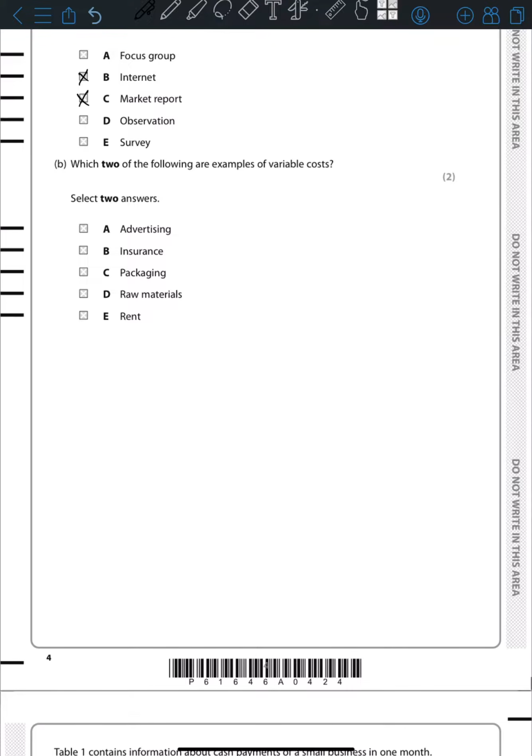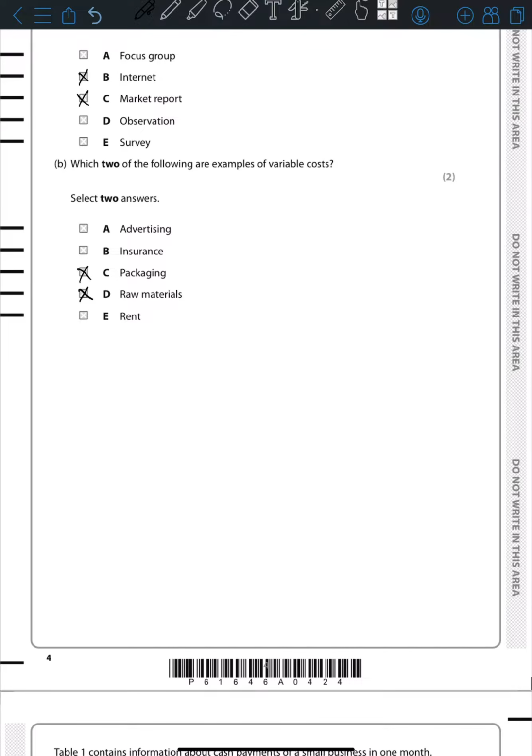Insurance is a fixed cost, again, we have to pay it no matter how much of the output we produce. Packaging seems like the correct answer because for the amount of output we produce, we have to produce the same amount of packaging materials to package that output, so that's that. And rent is again a fixed cost because we do have to pay rent even if we produce, I don't know, 100 units of output or 1,000 units of output, rent is going to be the same.